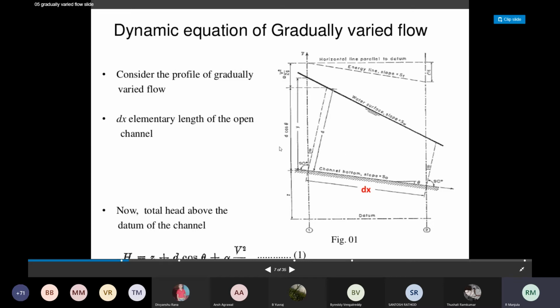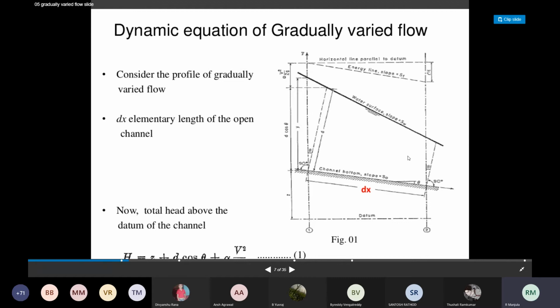Suppose it is small theta, then the depth is d cos theta. If this is your d, then perpendicular to the channel you will have d cos theta. Suppose this is theta, and this is also theta, and we will have d cos theta as your depth, isn't it? So this is going to be your depth, and alpha v square by 2g is the kinetic correction factor. Z is the datum head, and this is the energy line.